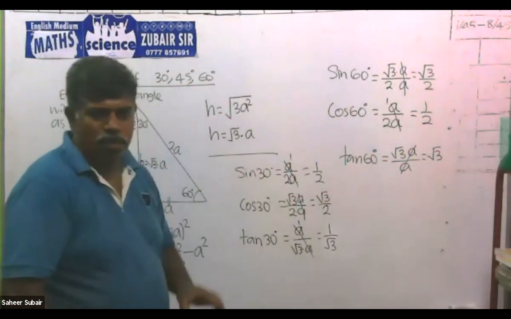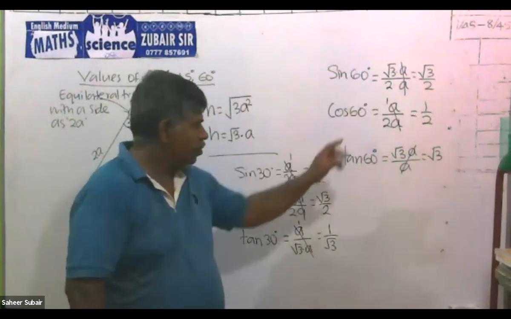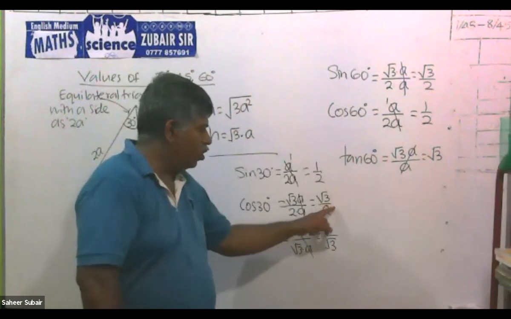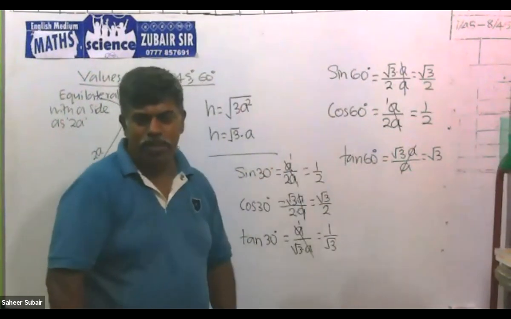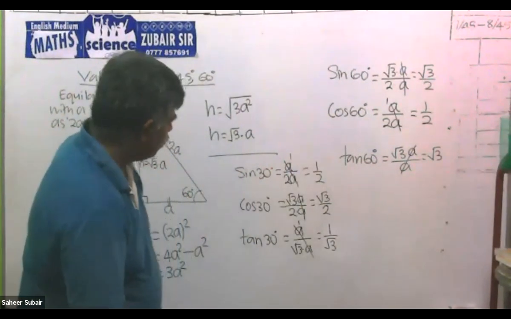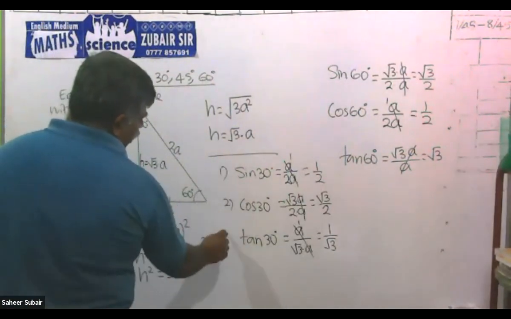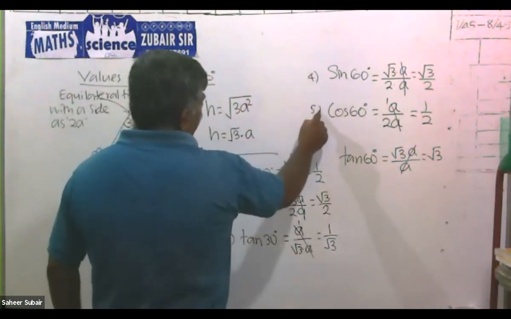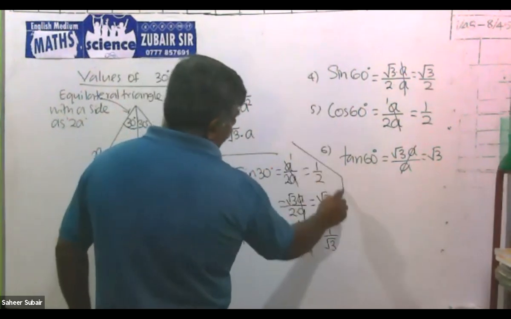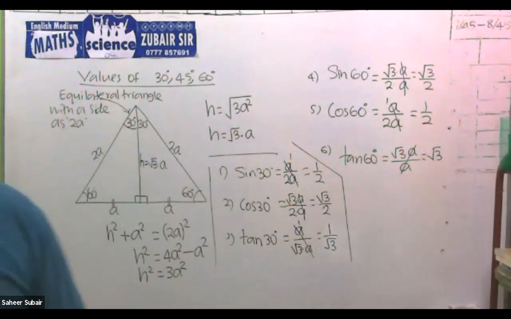So only 3 numbers appear in these 6 relations. See here, half, half. Root 3 over 2, root 3 over 2. Here 1 over root 3, root 3. So it is easy to keep in memory. So copy down this. We have 3 relations with 30 degree and another 3 relations with 60 degree. Then another 3 relations are there with 45 degree.